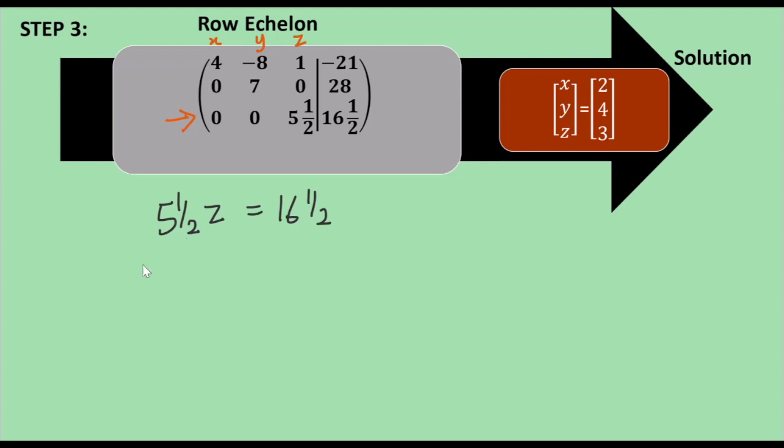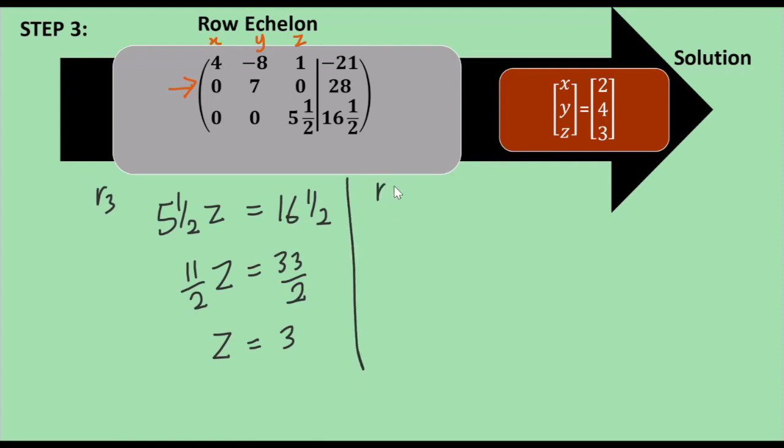And 5.5 is also 11/2. 16.5 is also 33/2. This gives z as 33/11, which is also 3. Next, we would consider the second row.